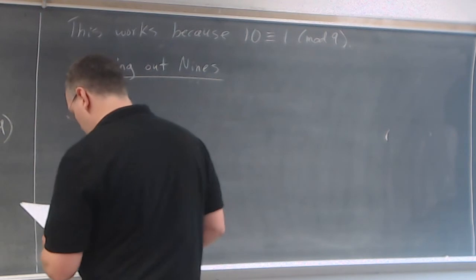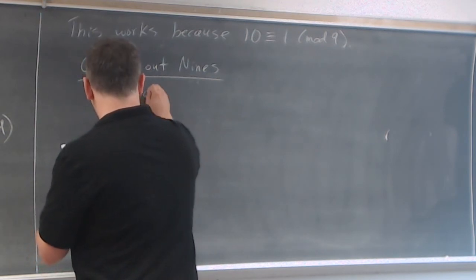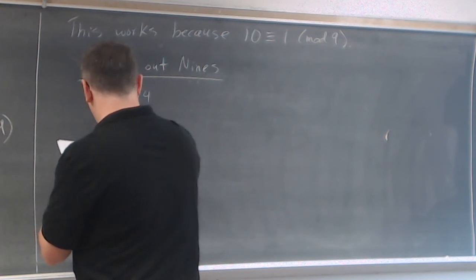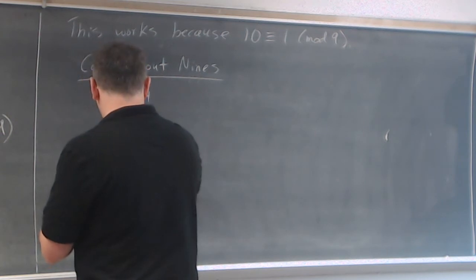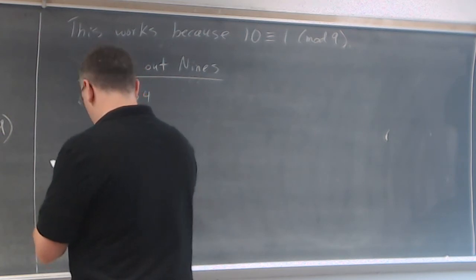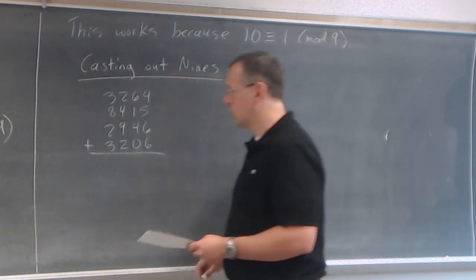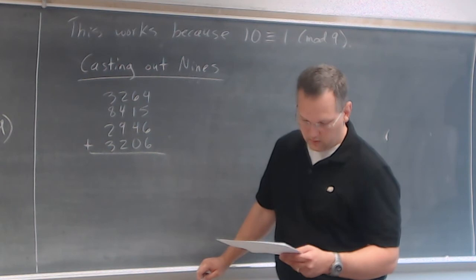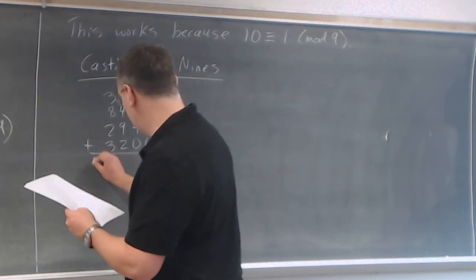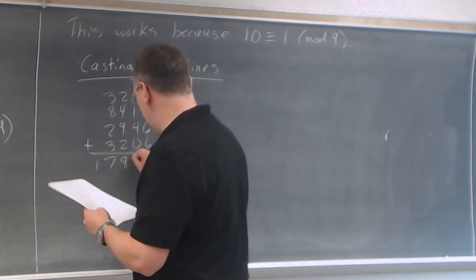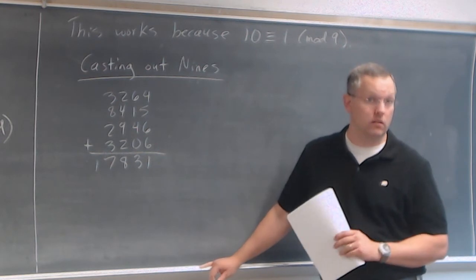So say I want to add these numbers: 3,264, 8,400, 2,146, 3,206. You give this to a first grader in 1905, and he would add it up and get 17,831. And then he wants to check that his arithmetic is right.